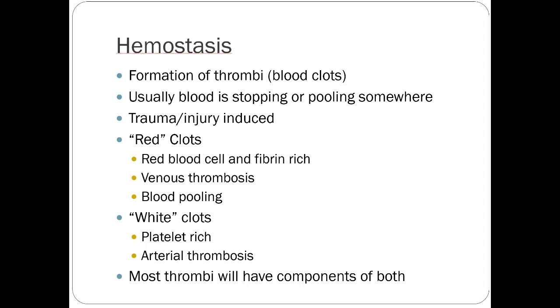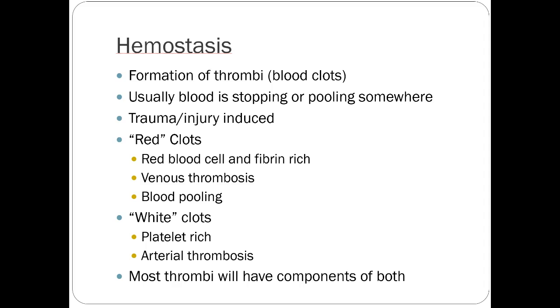So think about like DVTs in the extremity. That would be an example of a red clot. White clots would be platelet rich. It's usually going to be more arterial related, so high flowing blood. It's going to be because there's probably some sort of a trauma to that vascular system. So the perfect example would be in the coronary arteries. You have plaque rupture, platelets start to aggregate, you get a blockage in that artery.